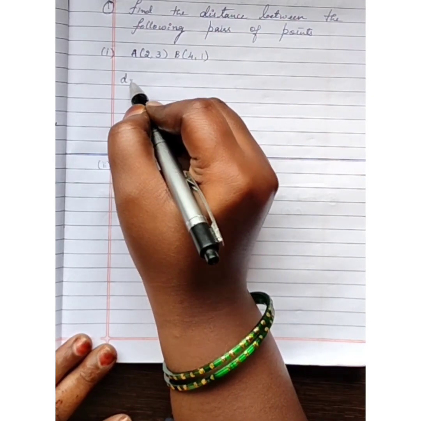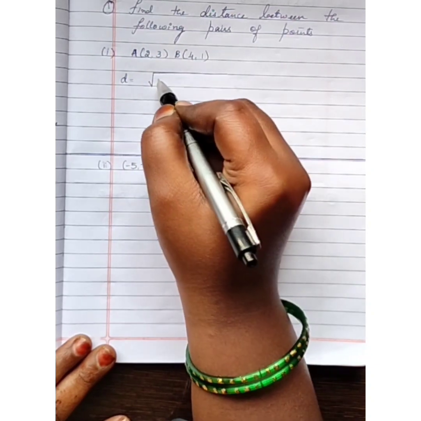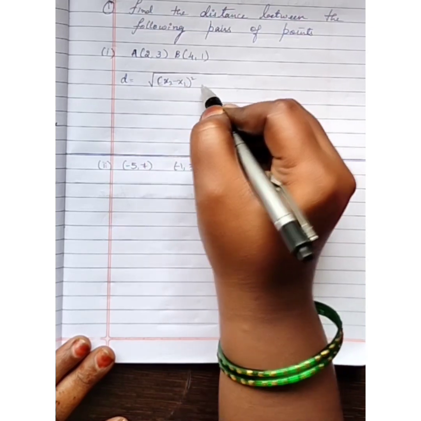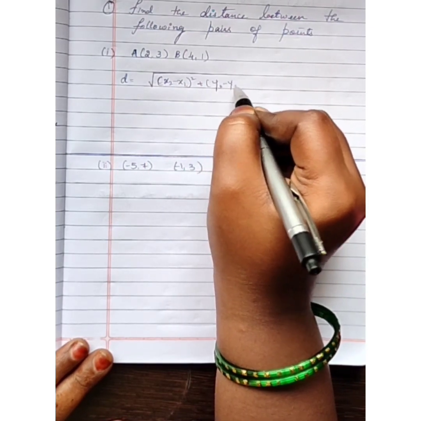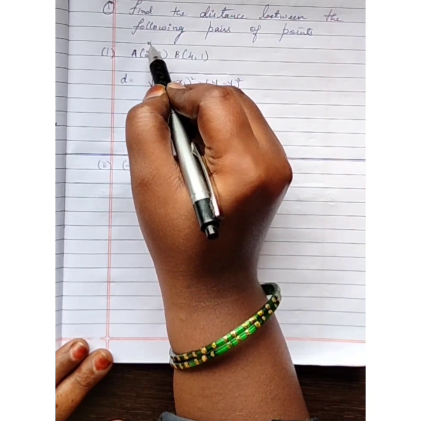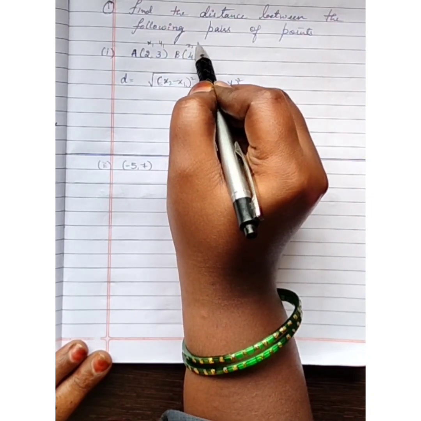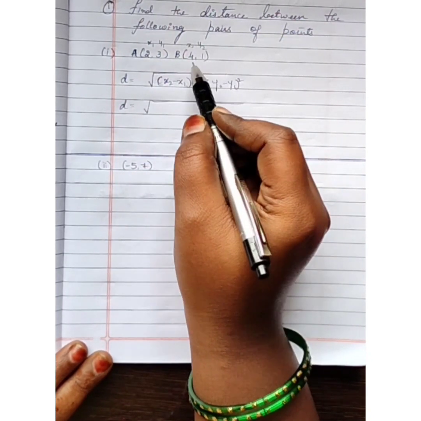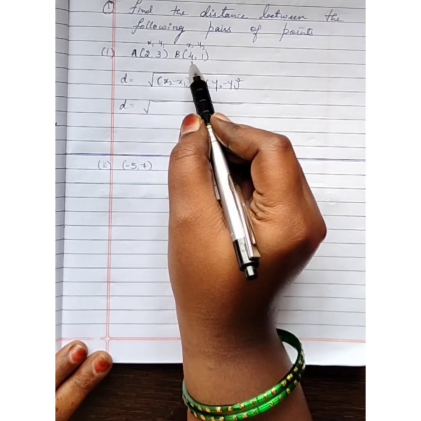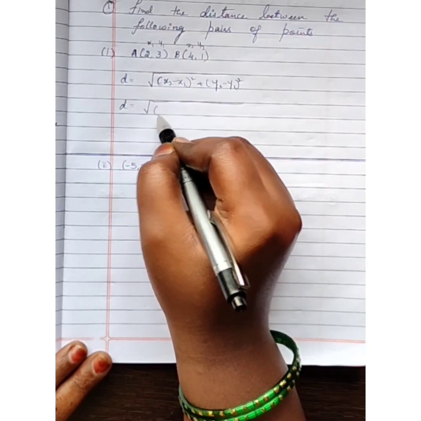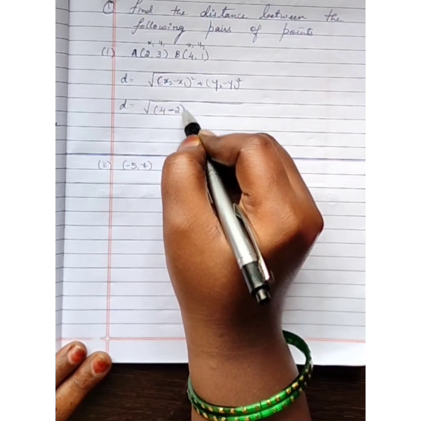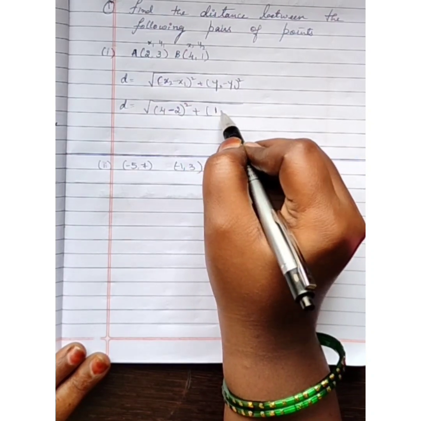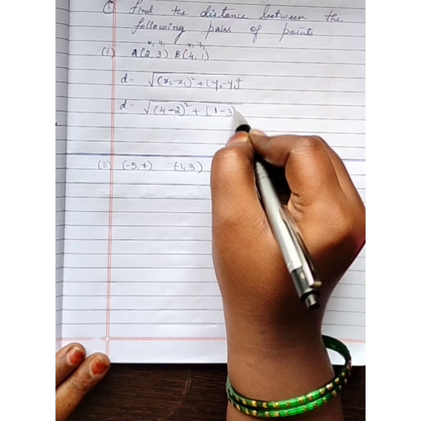D is equal to, write the formula, root of (x2 minus x1) whole square plus (y2 minus y1) whole square. Okay, consider these points as (x1, y1) and (x2, y2). Okay, write down d is equal to root of, what are the values of x coordinates? 2, 4. Now x2 value is 4, substitute here: 4, x1 value is 2, whole square, plus y2 value is how much students? 1. y1 value is 3, whole square.